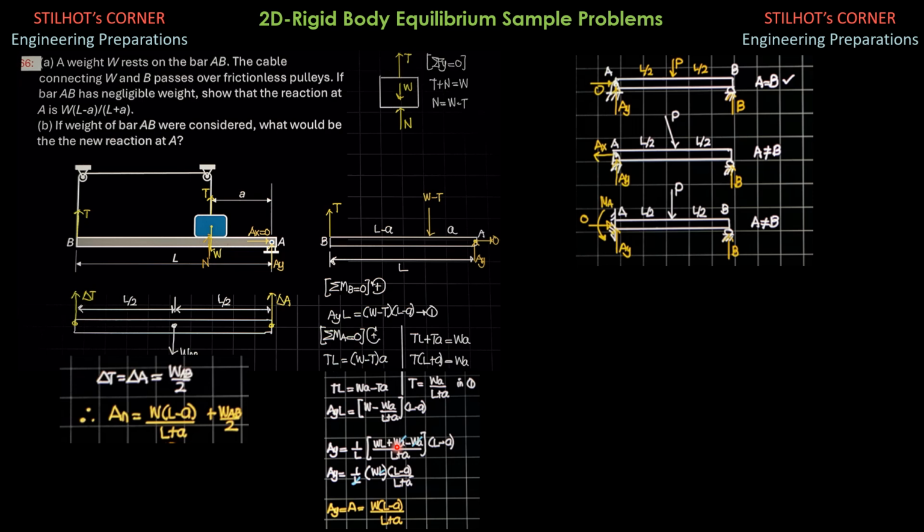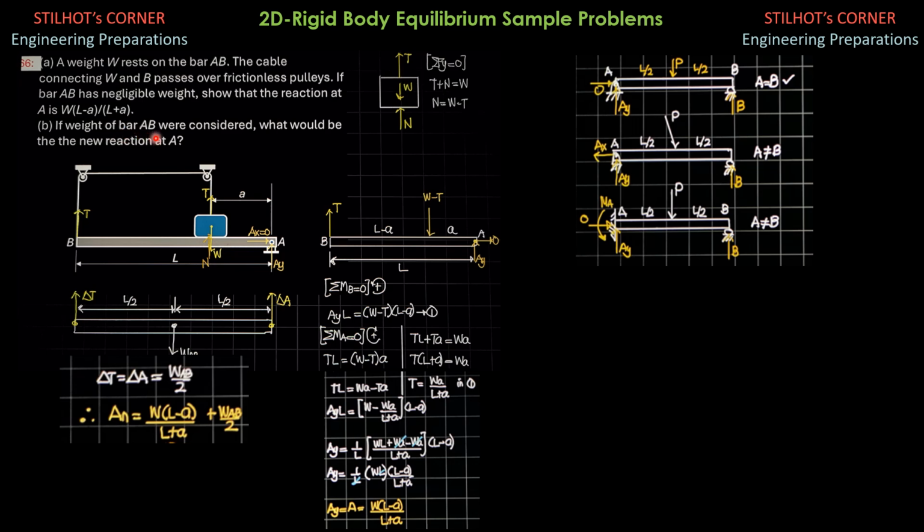So we can cancel WA minus WA, leaving WL in this numerator. So probably you can cancel L, but I'll just simplify it further. 1 over L quantity WL times L minus A over L plus A. So we can cancel L, then finally AY equals W times quantity L minus A over L plus A, which is this desired expression for the reaction. So it checks. Then we proceed to B.